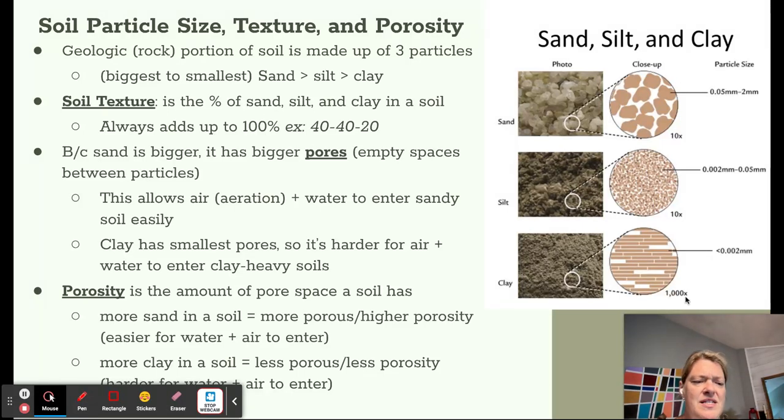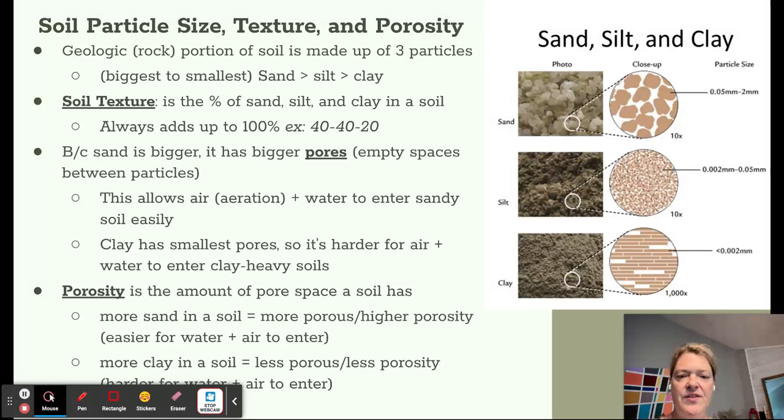But then if you notice, this is actually at 1,000 times. We have to magnify clay to 1,000 times to even see the particles. So that just shows you the size difference. Sand is much larger than clay. Okay, and so if I was looking at the particle size from biggest to smallest, I would say sand is the biggest, silt is the medium sized particle, and then clay is the smallest. So, soil texture is the percent of sand, silt, and clay that makes up a type of soil. And this always equals 100%.